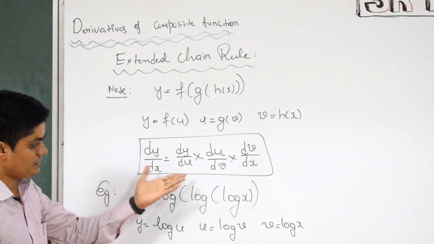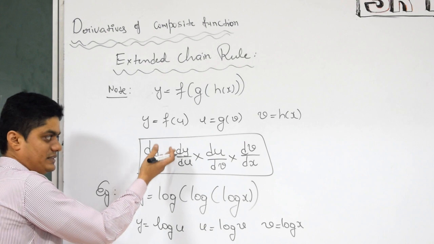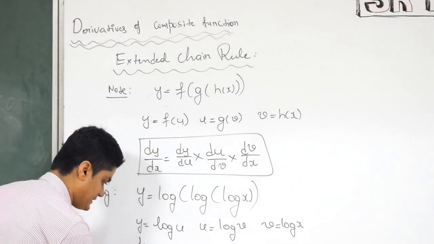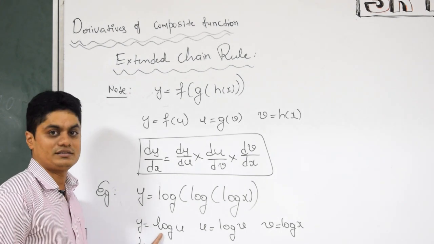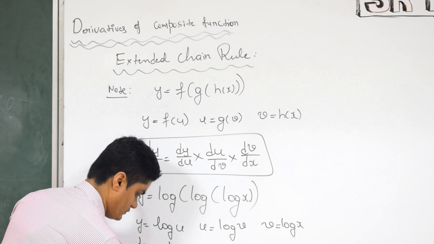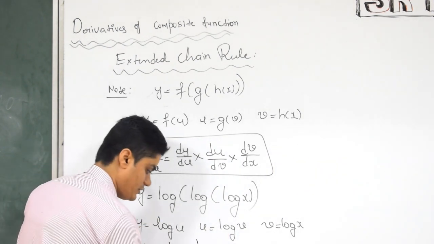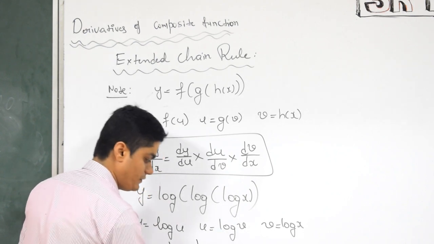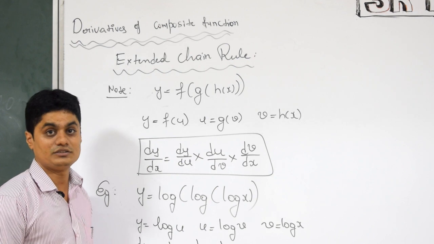In the exam you can write the formula or directly write the answer, nothing to worry. The formula is there in front of you, so I'll not write it, I'll directly write the answer. What is the differentiation of log x? 1 by x. So the differentiation of log u is 1 by u. Again the same formula, differentiation of log v, 1 by v. Differentiation of log x, 1 by x. But this is not the final answer.